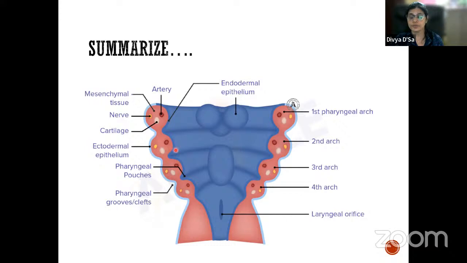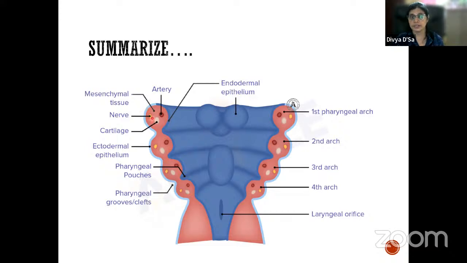From the second pouch, we had the tonsils. From the third, we had the parathyroid 3 and thymus. And from the fourth, we had the fourth parathyroid, okay? And from the sixth, in relation, we had the ultimobranchial body forming the caudal pharyngeal complex. So the arches will have the arterial element, the cartilaginous element, the muscle, and the nerve, okay?